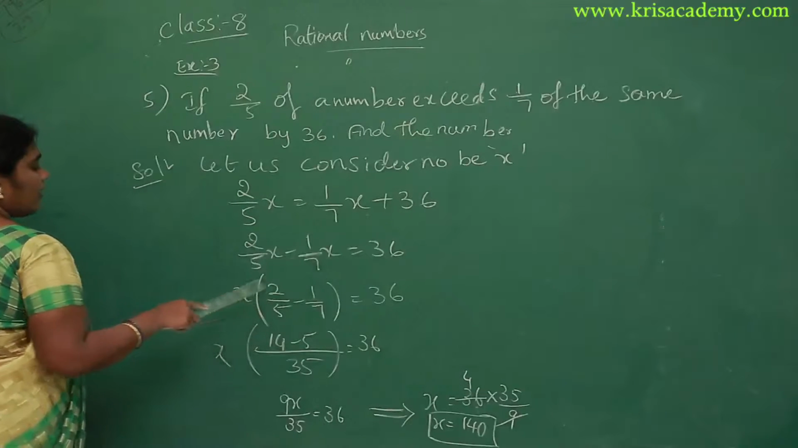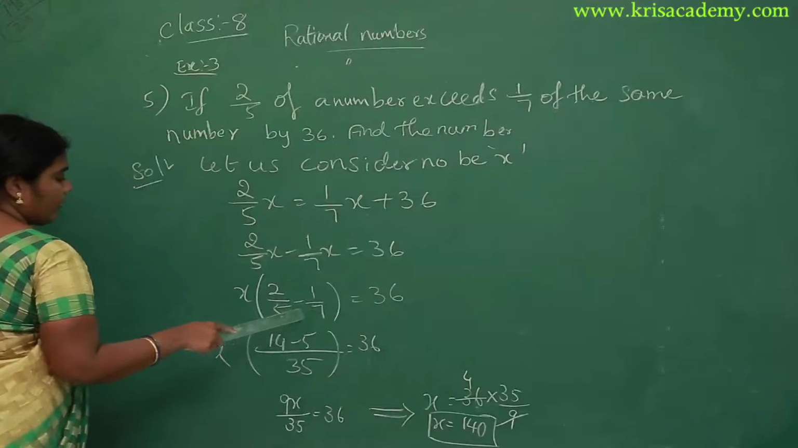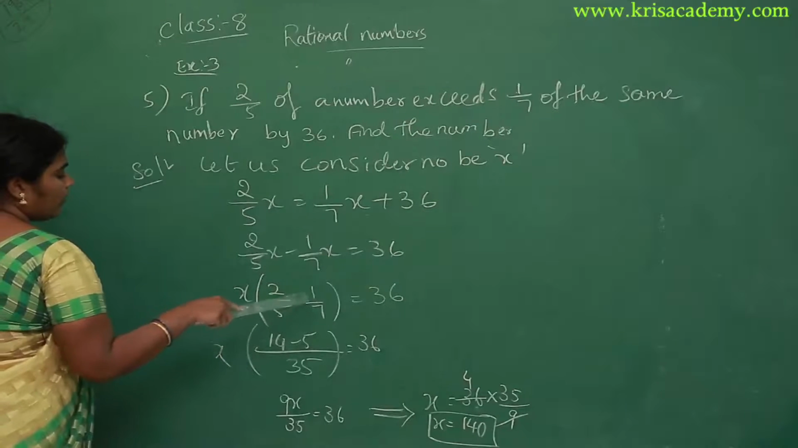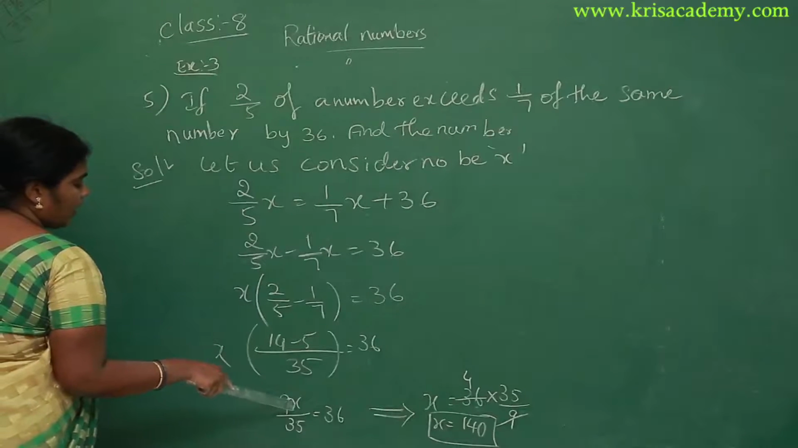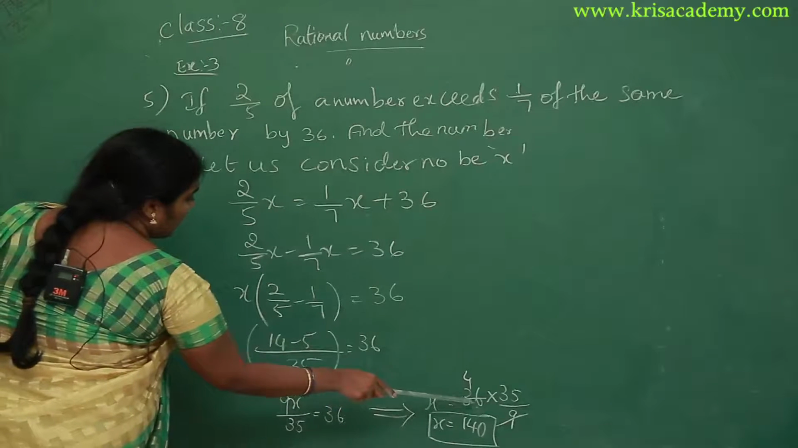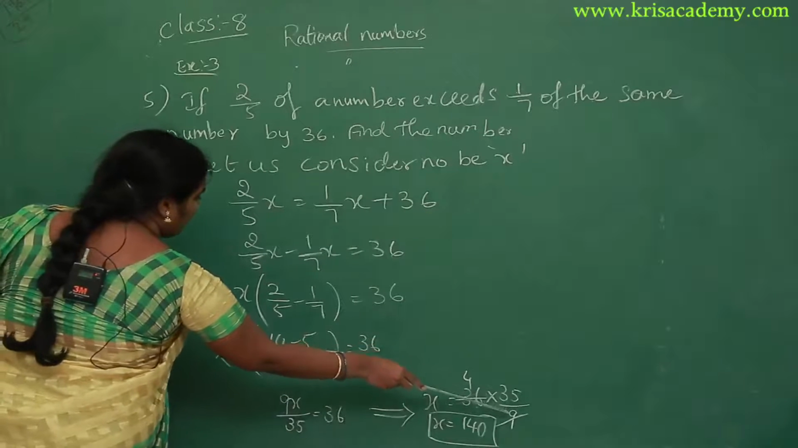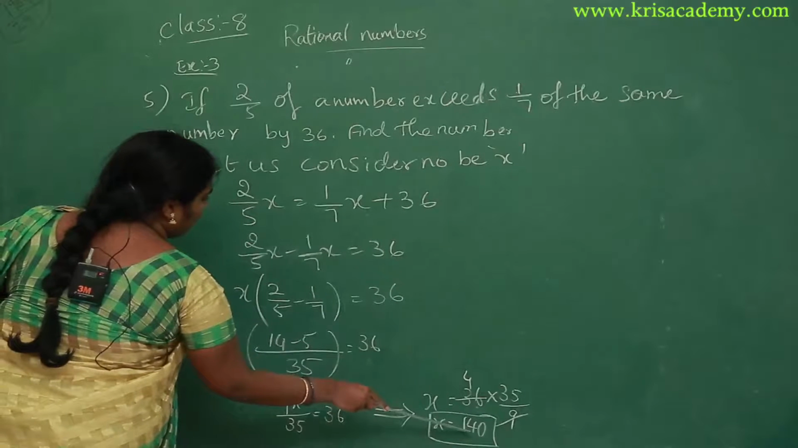In this, take x common: 2 by 5 minus 1 by 7. 5 7s are 35. 2 7s are 14. 5 1s are 5. 14 minus 5 is 9. So 9x by 35 is equal to 36. x equals 36 into 35 by 9. 9 4s are 36, so the x value is 140.